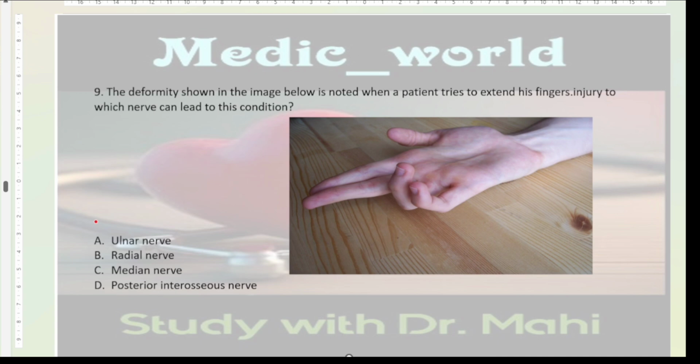Now the next question. The deformity shown in the image below is noted when the patient tries to extend his fingers. When the patient tries to extend his fingers, these two fingers are not extending. Injury to which nerve can lead to this deformity? So, this region of the hand is supplied by the ulnar nerve. So, injury to the ulnar nerve can cause the deformity shown in the image, ulnar claw hand. So, the answer is option A, that is ulnar nerve.